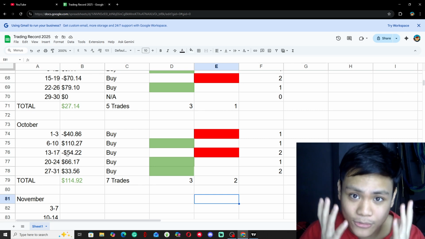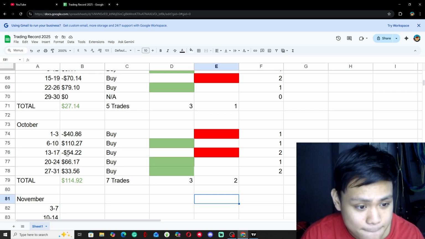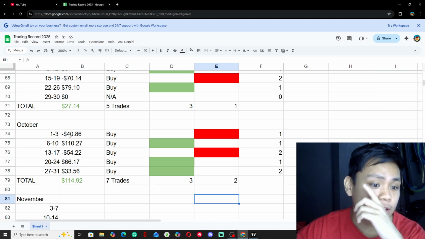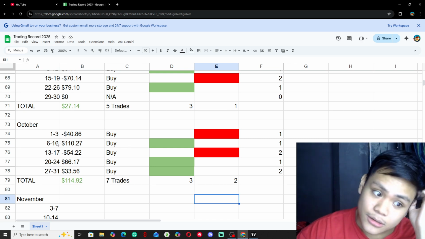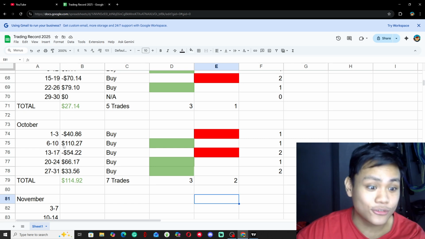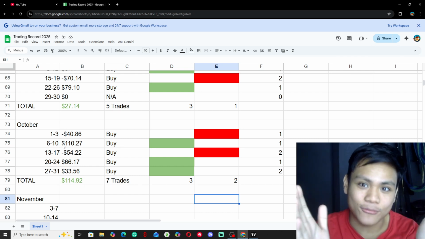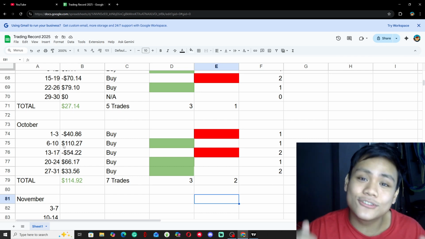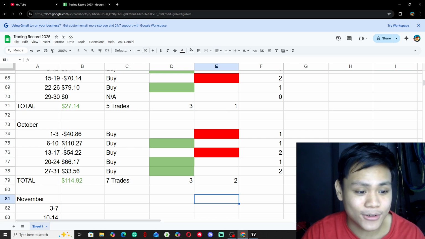In trading, it's all about survival. So yeah, that's pretty much it. So October 1 to 3, I lost $40. October 6 to 10, I made 110. That was like my biggest trade ever, like in a single trade. That's like my biggest trade right now. 110. I am so proud of myself.